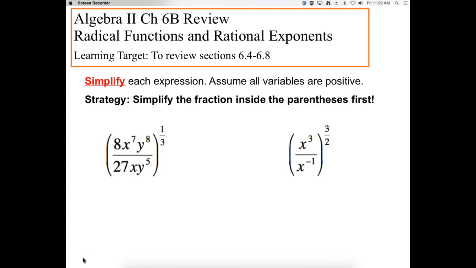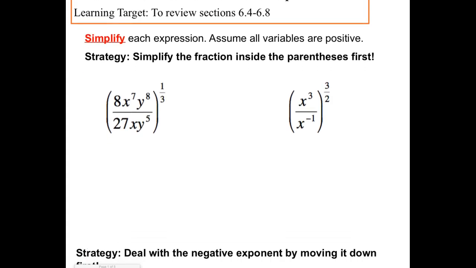This is for my people who were absent during the review and just some people that just want more extra review. The first thing we're going to look at is our 6.4 power rules.